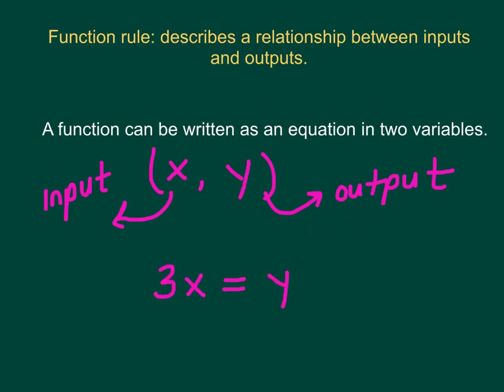So, in an equation, x is going to be what is being done in the equation, and y is going to be our answer. And this is going to be true for any function that is written this way. Y is always going to be the output or the answer. And then x is what is happening in the equation. So in this case, 3 times x equals y.